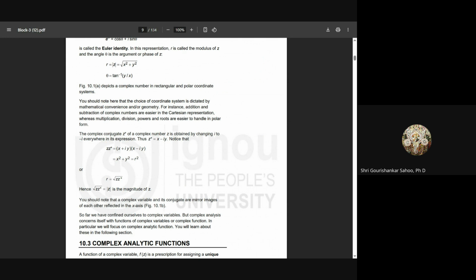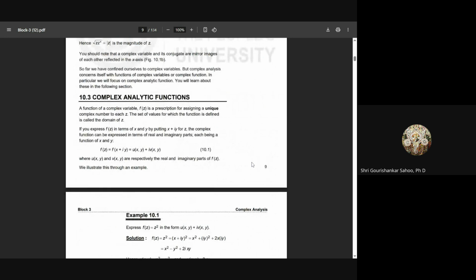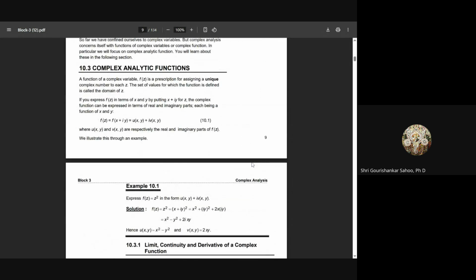And complex conjugate z star you can write as x minus iy. If z is equal to x plus iy, then z star is equal to x minus iy, and z z star is equal to x square plus y square, which is equal to r square. So r can be written as root over of z z star, and your modulus of z is equal to root over of z z star, and it is the magnitude of z. You know all these things. This is just recapitulation of the things you have already known, and it is there in your course.